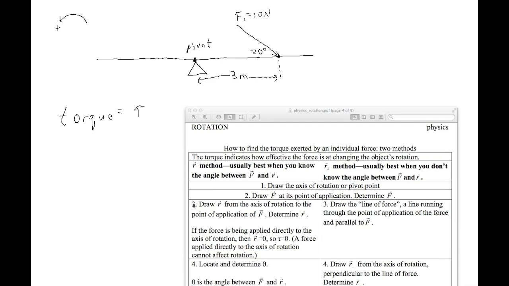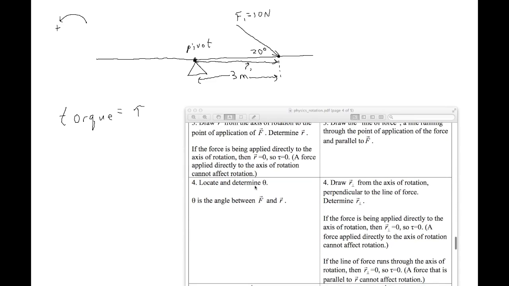Now, step 3 is the key. We have to draw R. And R is a vector that goes from the axis of rotation to the point of application of the force. So that's really the key. The reason that people have trouble with torque is because they get lazy and they don't draw R. So we need to draw the R vector here. Where would R start in this case? It would start at the pivot. And where does it go? It goes to the point of application of the force. So we would draw R like this. I'll call that R1 because it's the R for this force. So that's our R1 vector.